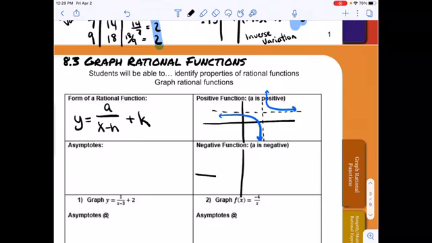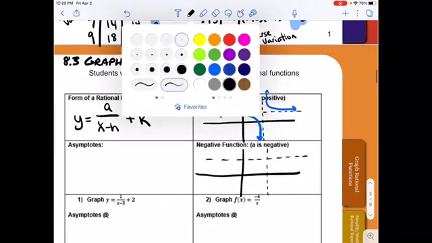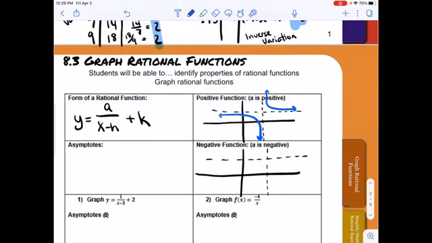For A being a negative, this changes a little bit. The asymptotes can be in the same spot, but the graph will change. We will have the top left and the bottom right instead. So notice how they look different just based on the positive or negative of A.